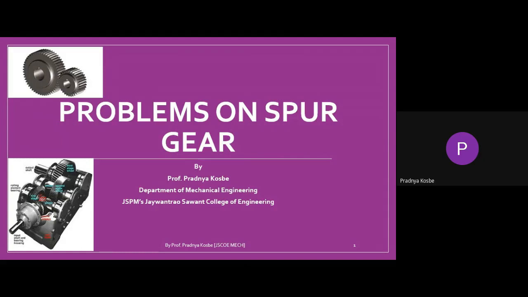Today we'll see remaining problems based on spur gear. Already we have learned how to find out dynamic load based on velocity factor, then dynamic load using Buckingham's equation, then how to calculate power rating and factor of safety.